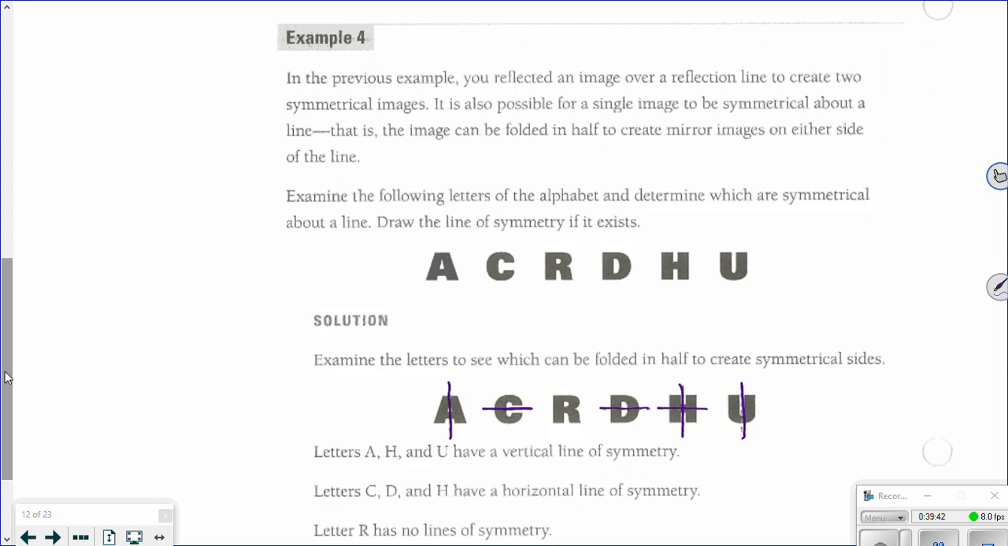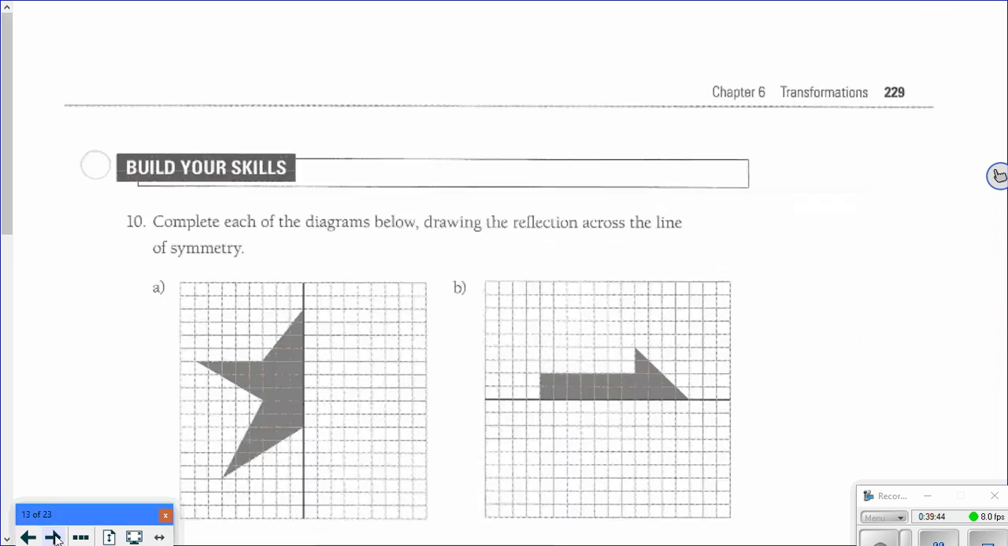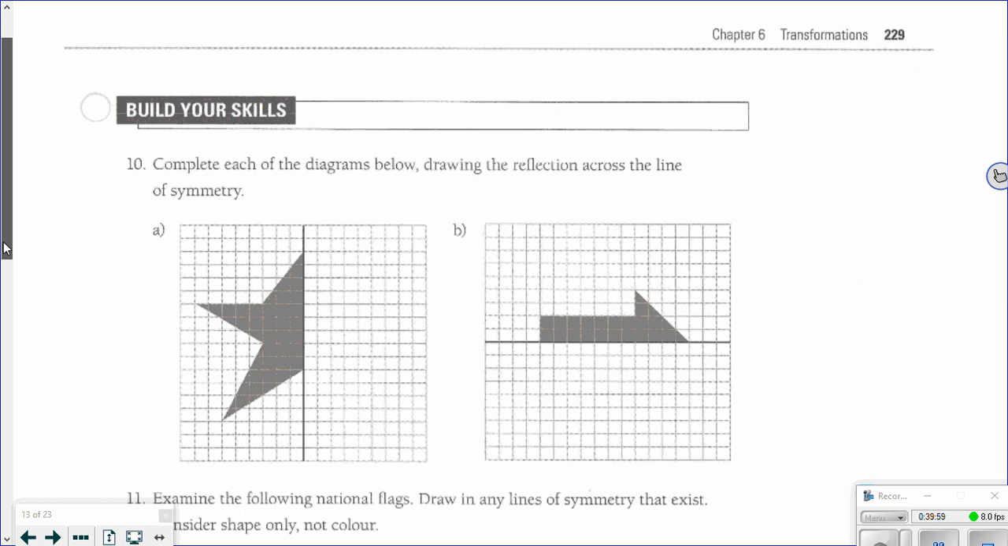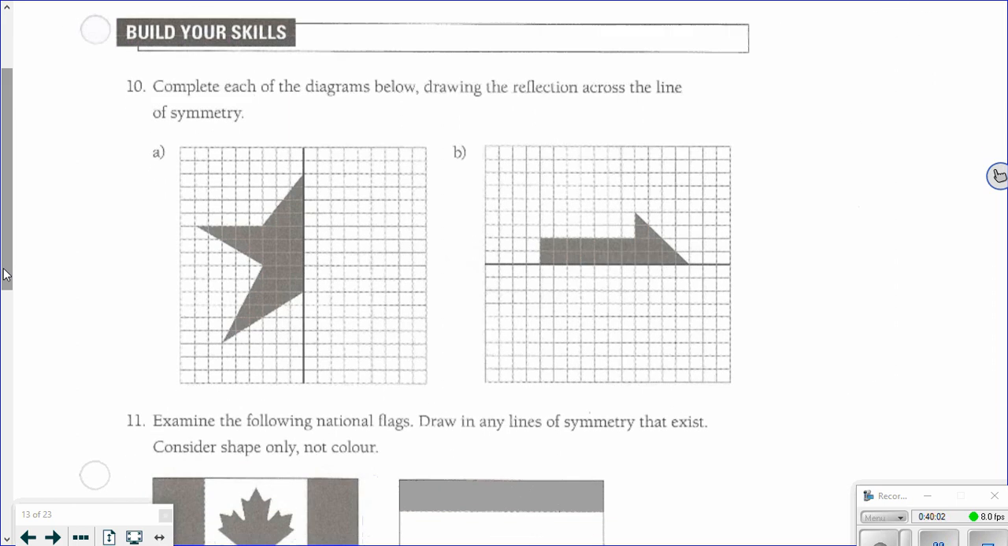Okay, so they're either going to ask you to find your lines of symmetry, or they're going to ask you to draw your lines of symmetry. If they ask you to use a line of symmetry, what they want you to do is complete the drawing as if you could fold it across that line. This is the same thing as what we've been doing with a line of reflection.